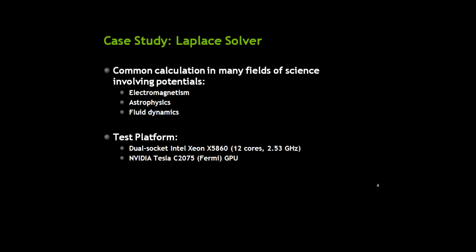As a case study, let's take a look at a Laplace solver that's using Jacobi iteration. Now, this is a very common calculation done in many fields of science: electromagnetism, astrophysics, fluid dynamics. And as a test platform for the measurements we'll do of performance, we'll use a system with the dual socket Intel Xeon X5860 with 12 cores, and compare that against an NVIDIA Tesla C2075 GPU.